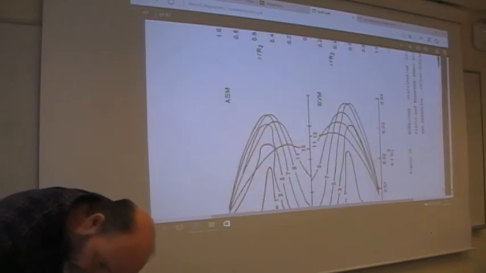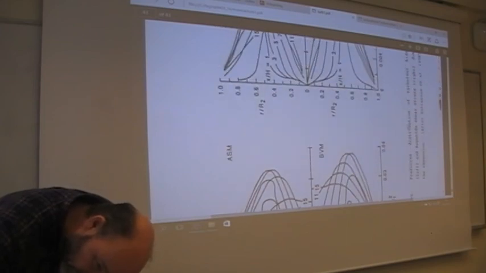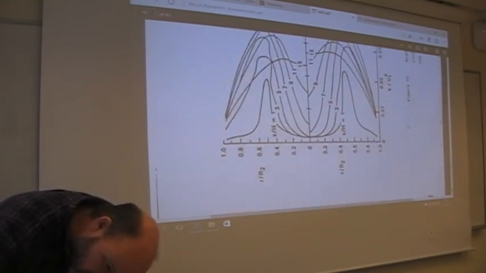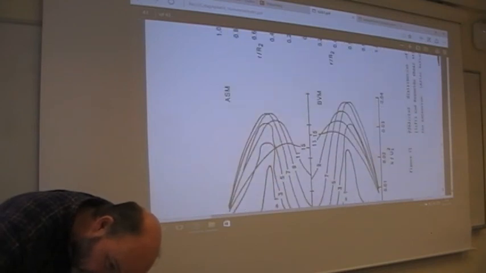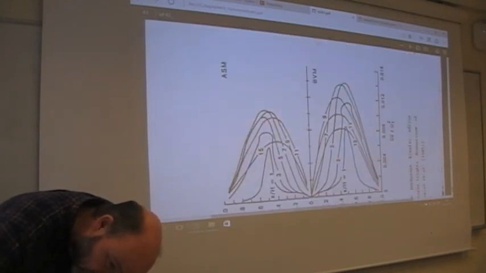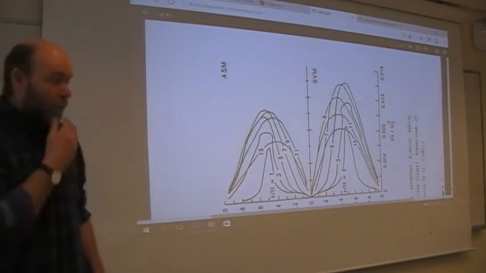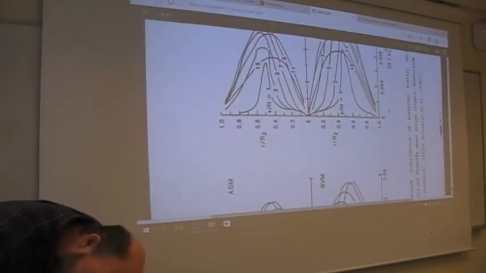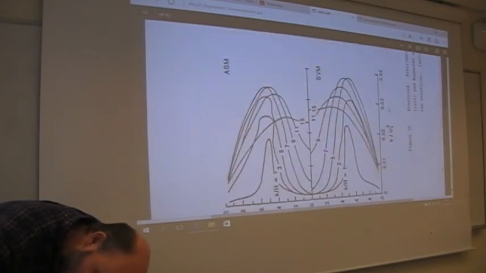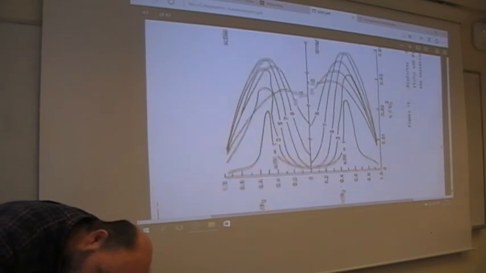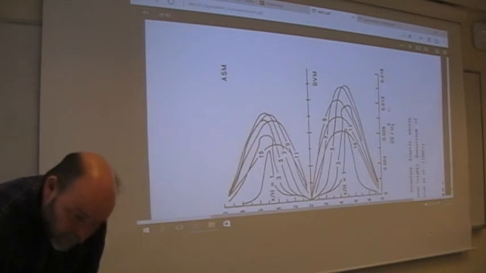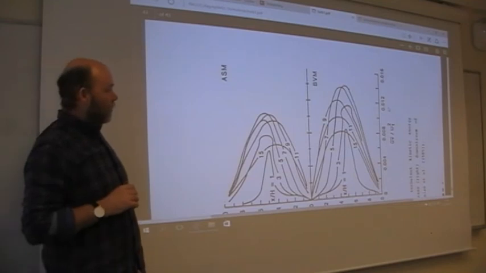Now here compared, let's see, ASM and BVM, yeah. I think here you compare the algebraic stress model with a full Reynolds stress model.